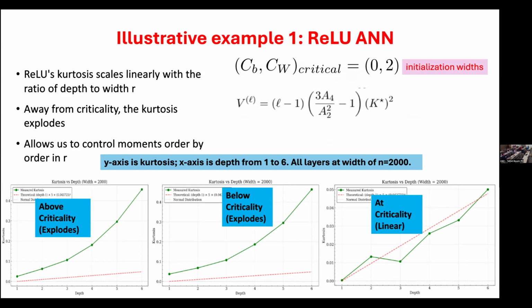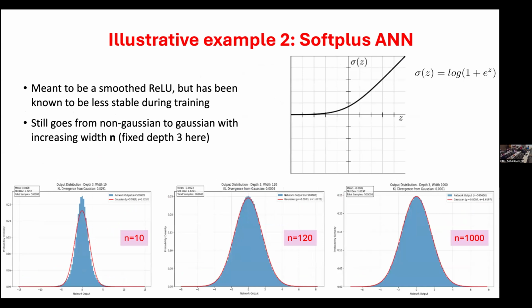And the importance of this basically means that the kurtosis is going to scale linearly with r, and higher order moments are going to scale with higher powers of r. And so this basically gives us a way to control what terms are contributing to our action.